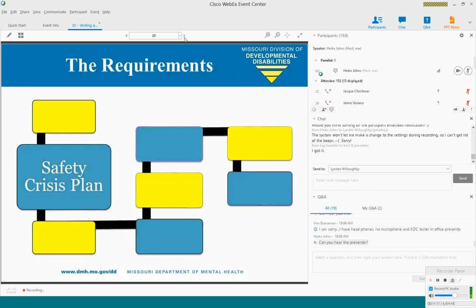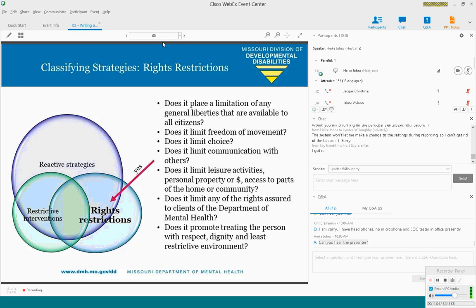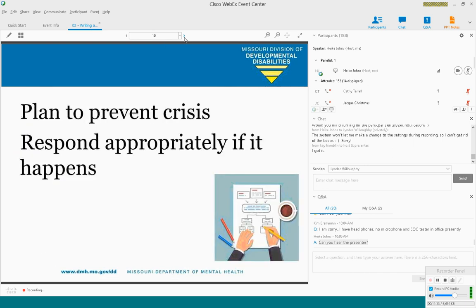So safety crisis plans, what are those? Real quickly, it's just an individualized plan outlining what reactive strategies are in place to most safely address somebody's dangerous behavior at the time that it happens, or to prevent it from happening in the first place. So safety crisis plans help us prevent crisis, or if crisis does happen, it gives us strategies that we decide ahead of time that have a good chance of resolving the situation safely.